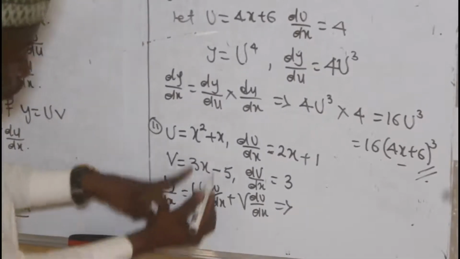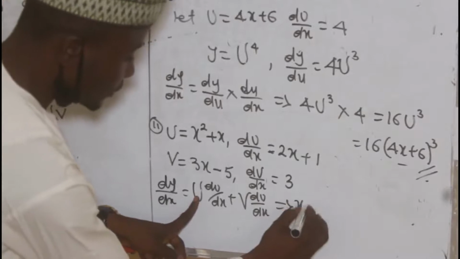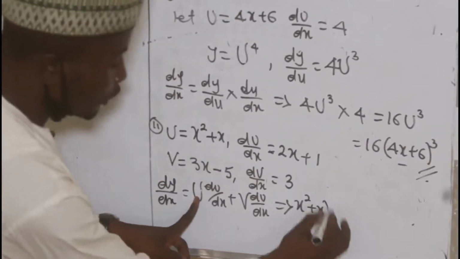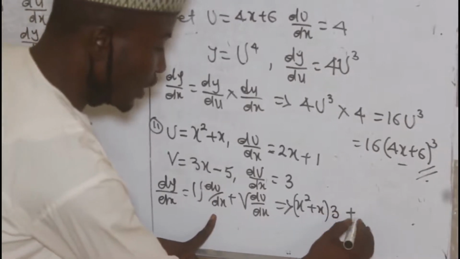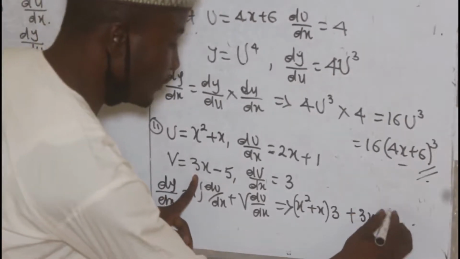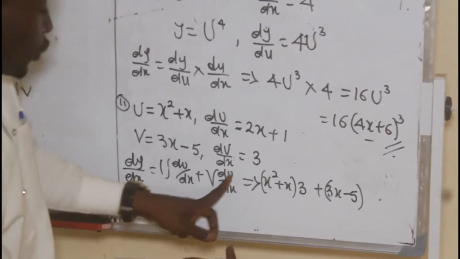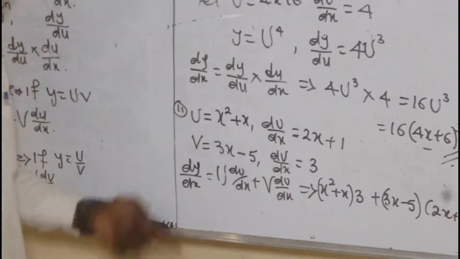What is our u? We have it. What is our dv dx? We have it. Our u is x squared plus x. You just substitute it. Multiply by our dv dx, 3. Plus, what is our v? We have 3x minus 5. Multiply by our du dx, 2x plus 1.